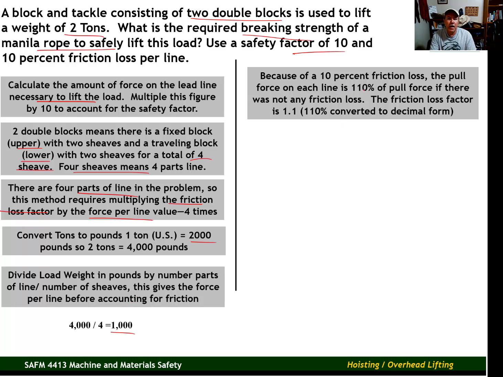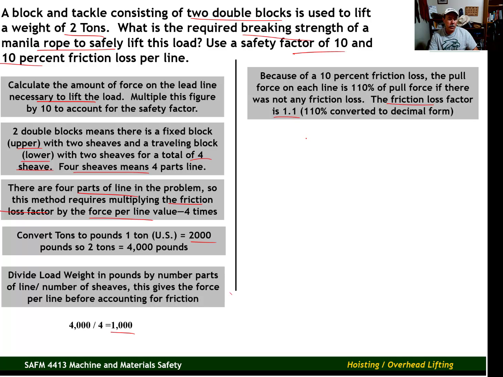And now we need to think about the friction part of the problem. This is asking us to assume a 10% friction loss per line. Because of a 10% friction loss, the pull force on each line is going to be 110% of the pull force if there wasn't any friction loss. The friction loss factor is 1.1. That's 110% converted to decimal form. 110% converted to decimal form is 1.1. That's our friction loss factor.